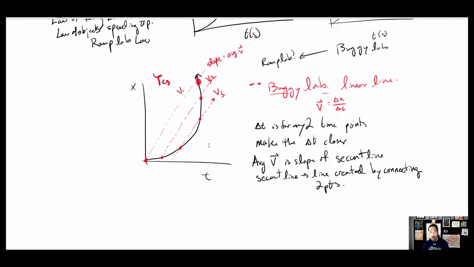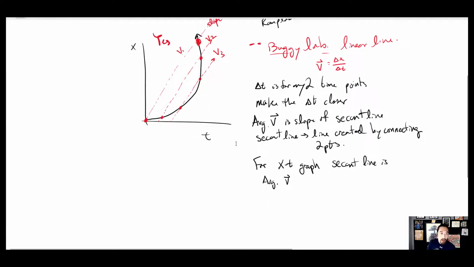All right, and we now know that for a position versus time graph, the secant line is average velocity. All right, so that's very, very important. We are adding to our definition for our physics course.